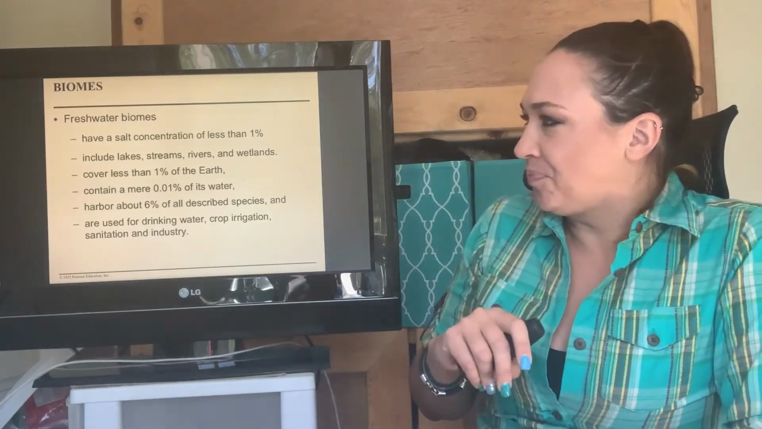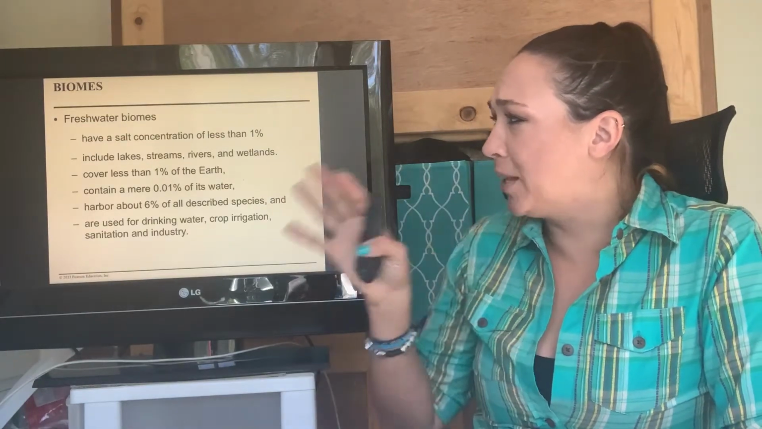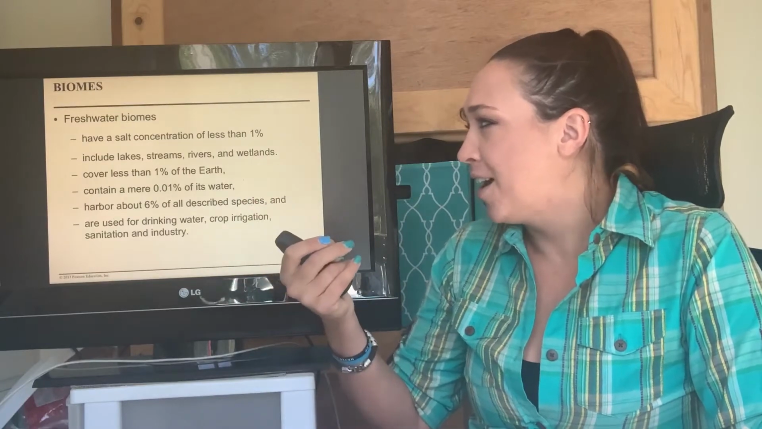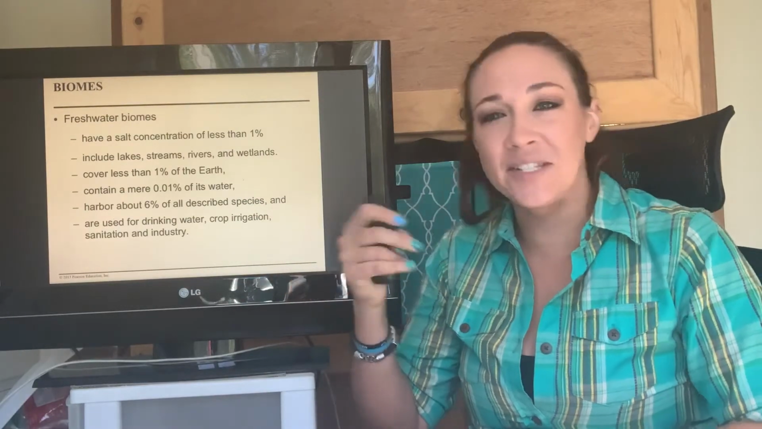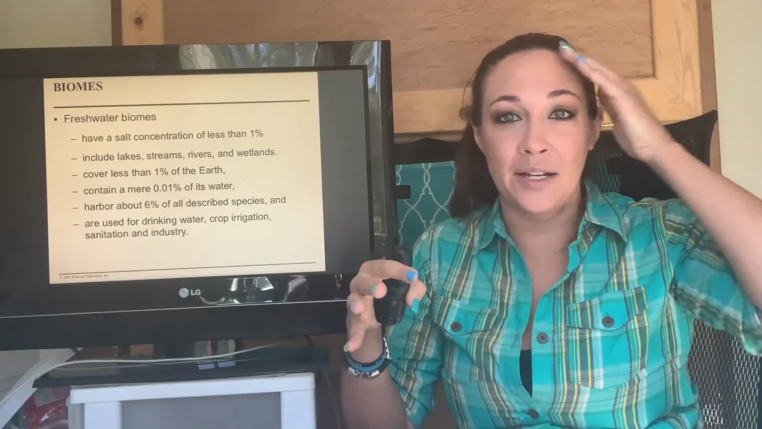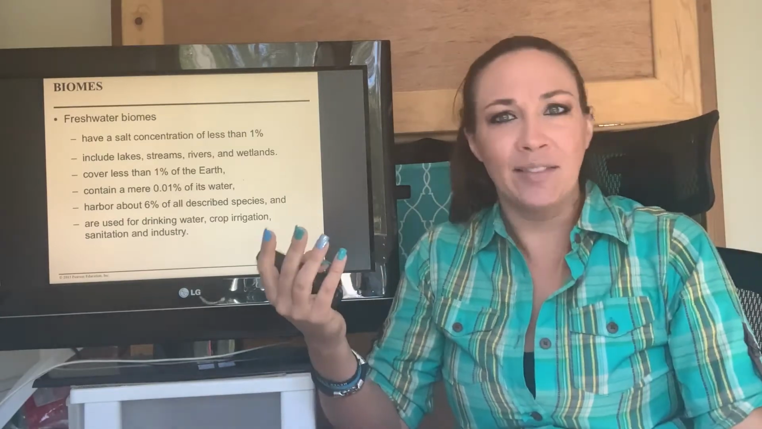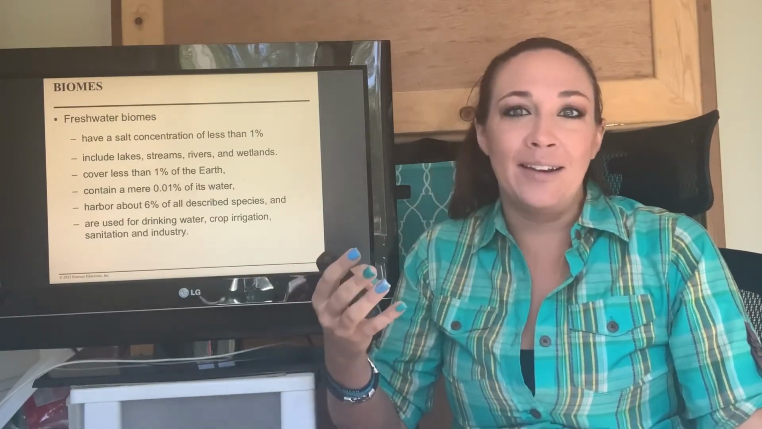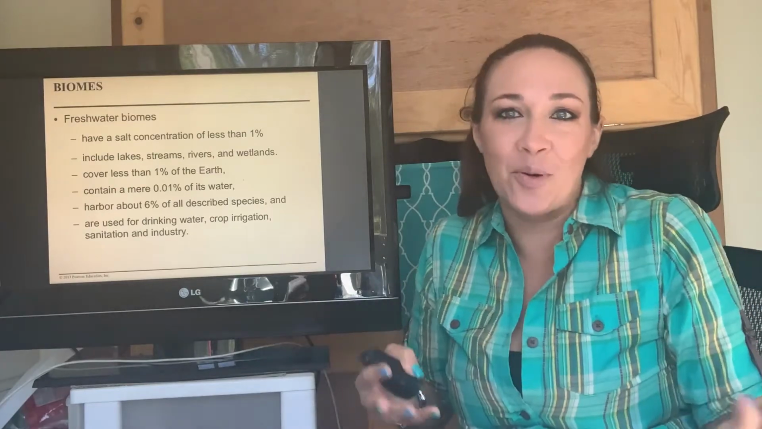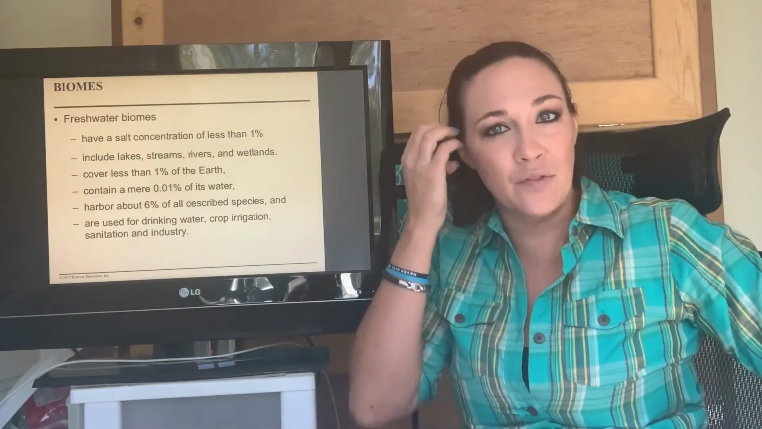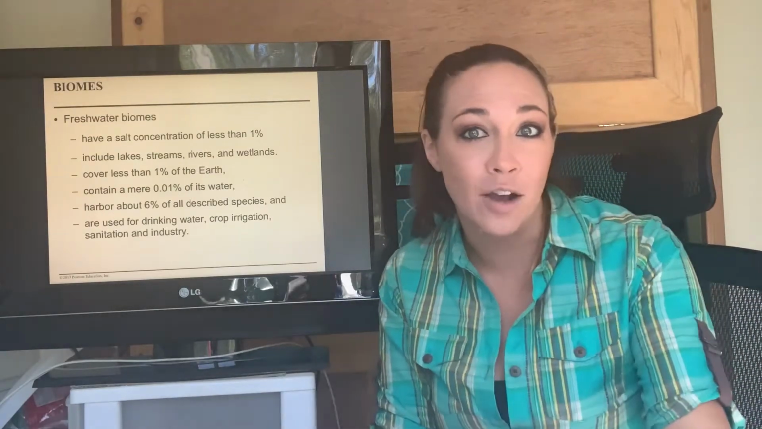So, let's see. It covers about 1% of the Earth. And let's see. It's about 6% of all the species on the planet depend on fresh water. And you're like, that's actually not a lot. But it is kind of some of the important ones that we do need, or at least some of the ones that we've grown up with, like the frogs, right?